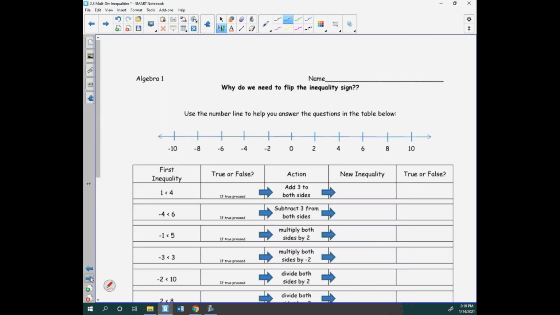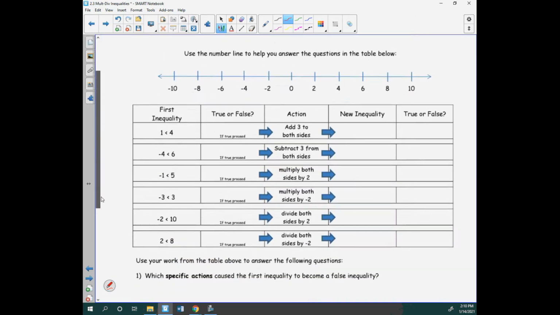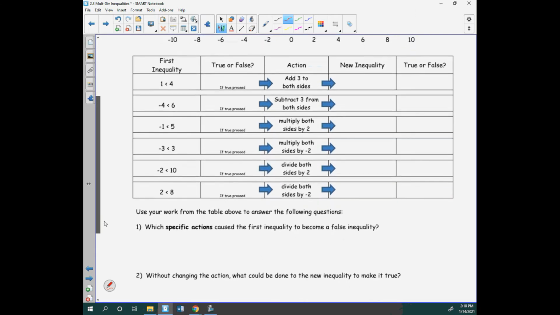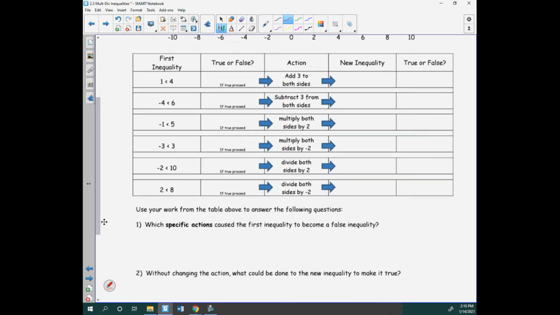So today we're going to look at something. I got a big old chart here, and it's kind of got a lot of stuff. So just set your eyes right there. 1 is less than 4, and we're going to work left to right. Is that a true or a false statement? 1 is less than 4. Well, that's a true statement.